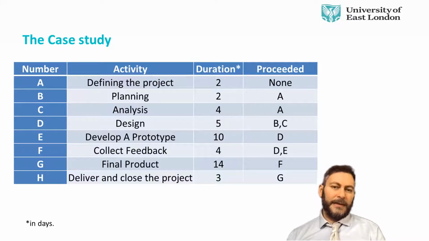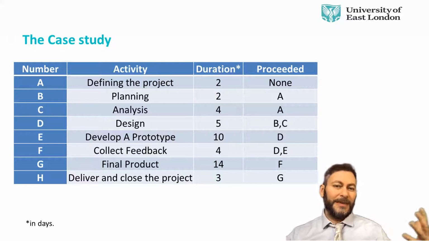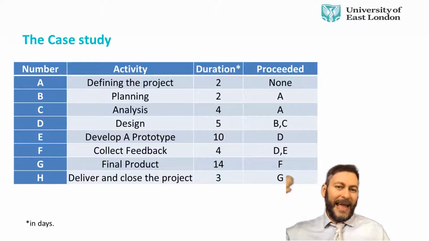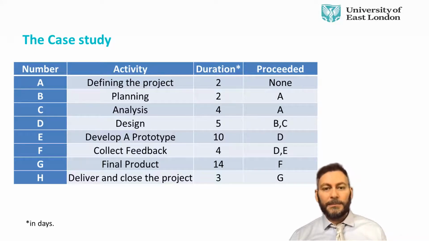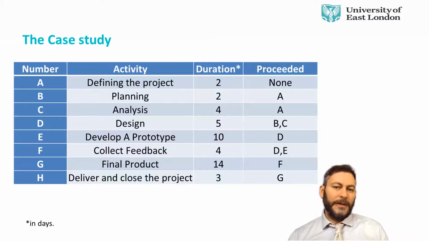Every activity will have some form of predecessor, except the first activity, which is defining the project, will be the first step, and therefore it won't have any activities before it. But if you look at planning and analysis, they can't start until you've defined the project, and that makes sense. That's why we need to know what comes before what.